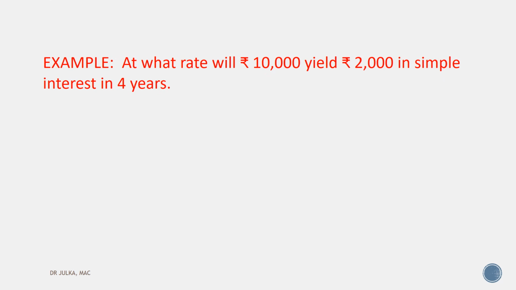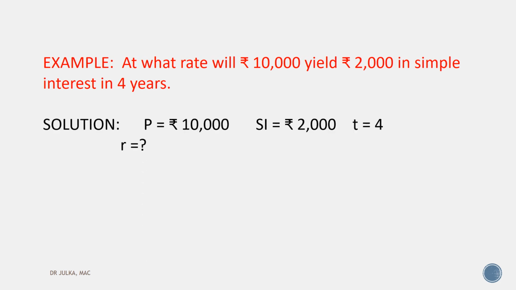At what rate will 10,000 rupees yield 2,000 rupees in simple interest in 4 years? Here we want to calculate the rate of interest. In this question, principal is rupees 10,000, simple interest rupees 2,000 and the time is 4 years, and we want to calculate rate of interest.